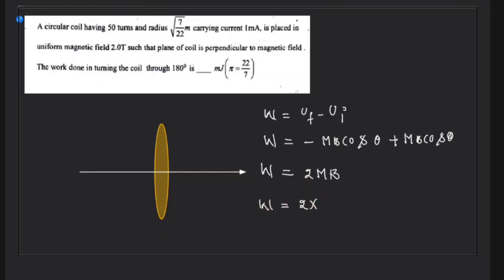This M can be written as I into A. So what is I? I is 1 milliampere, so 10 power minus 3, into the area, which can be written as pi r square. So pi into r square can be written as 7 by 22 here, into the number of turns, 50, into the magnetic field, 2. So do this calculation to get the answer, right?